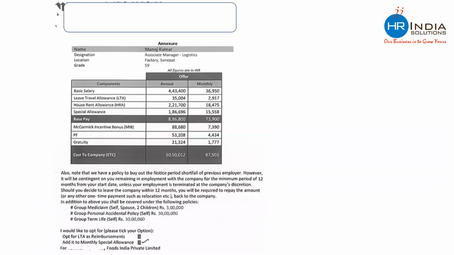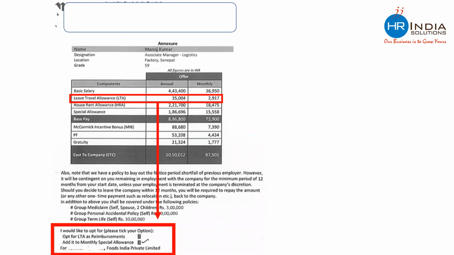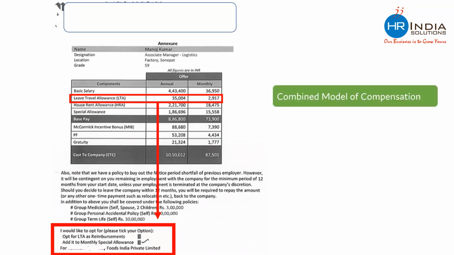This is another offer letter, which is of a US MNC in India. There is one component by the name of leave travel allowance, for which the company is asking the employee whether you want to take this money as leave travel allowance or convert it to a monthly special allowance. It means the employee is getting a choice to decide how they want to take the salary. This kind of compensation package is called a combined model of compensation package, in which the employee gets a certain kind of freedom to decide how they want to take the salary.